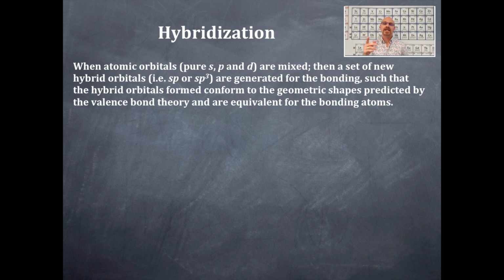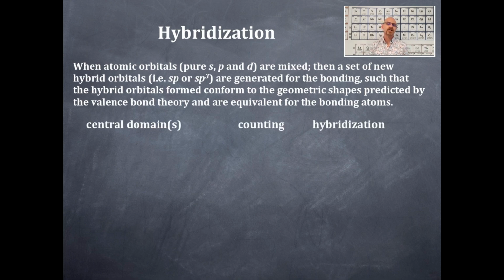When atomic orbitals, that is pure s, p, d, and f, are mixed, then a set of new hybrid orbitals, that is sp, sp2, sp3, sp3d, sp3d2, are generated for bonding, such that the hybrid orbitals formed conform to the geometric shapes predicted by the valence bond theory, and these are equivalent for the bonding of those atoms geometrically in 3D.